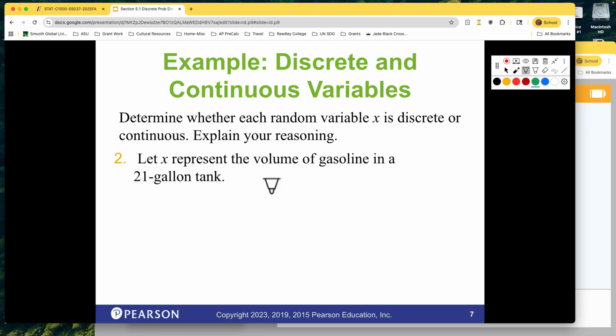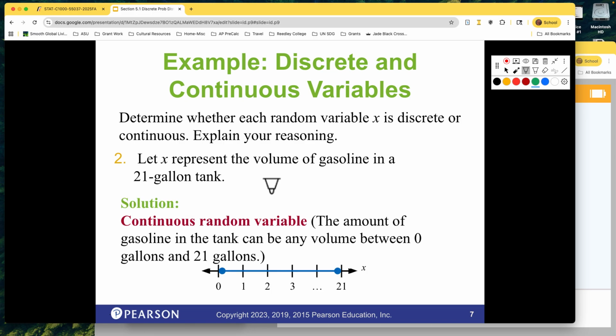How about if we let X represent the volume of gasoline in a 21-gallon tank in your car? Is that going to be continuous or discrete? Think about your gas gauge. How does it work? Is it digital? Or is it going to show you all the way along the way, right? It's continuous. So those gas gauges are continuous. You could be down to 3 gallons, or you could be down to 2.9 gallons or 2.99, anything in between. So the gasoline comes down continuously as it's being used. Okay, so that's just a concept.